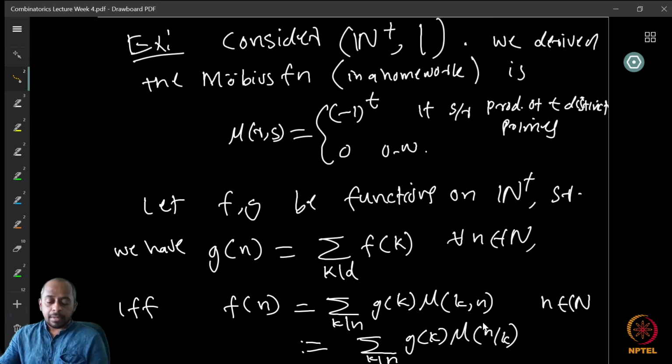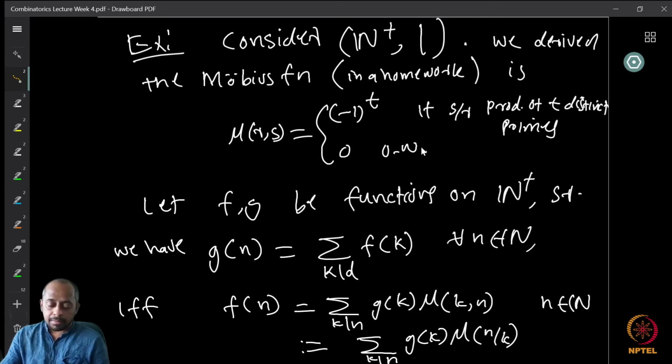Another example we can look at is the positive natural numbers N plus, together with the divisibility order. Again, I asked you to derive the Mobius function of this. If you have done that, you would have found out that mu of r comma s is equal to (-1) raised to t if s by r is the product of t distinct primes, and otherwise it is 0.